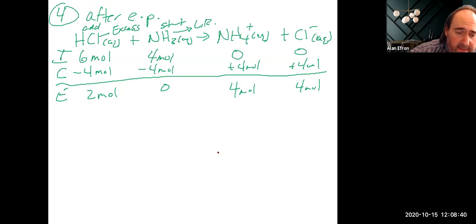Again, very good practice, highly recommended. You should just do it. Convert these guys back to molarity after that first table.